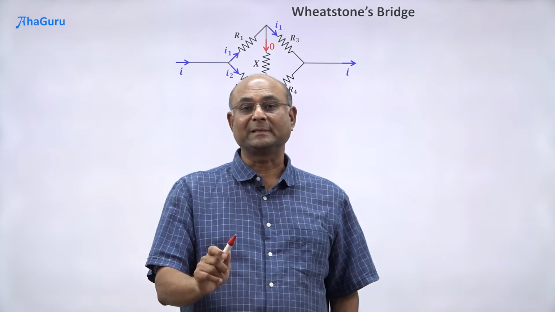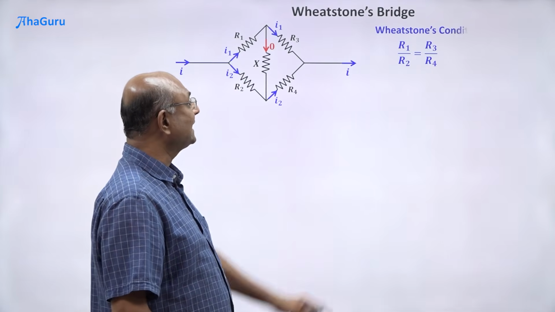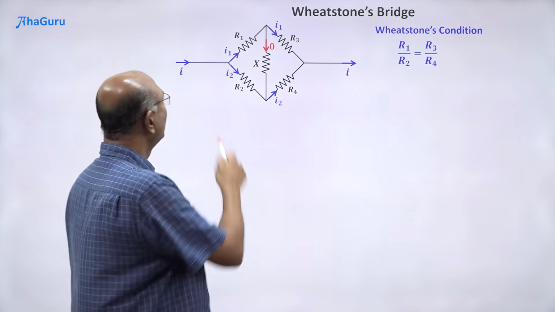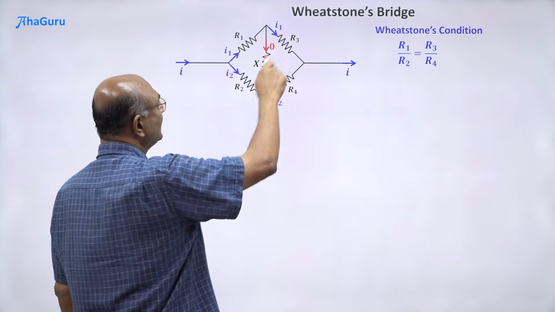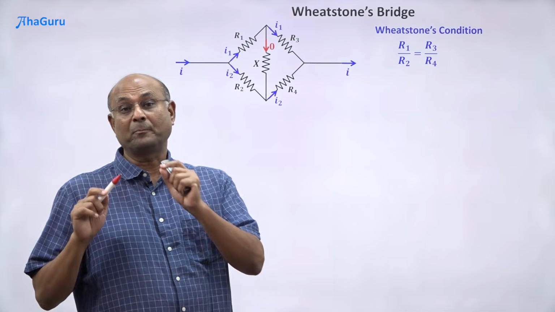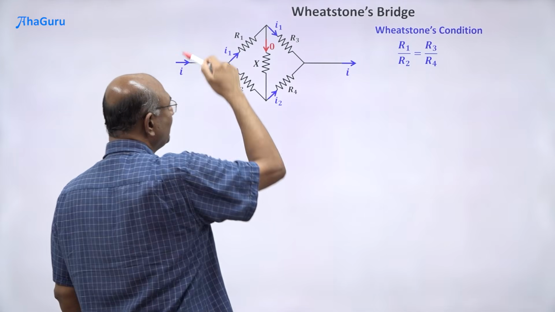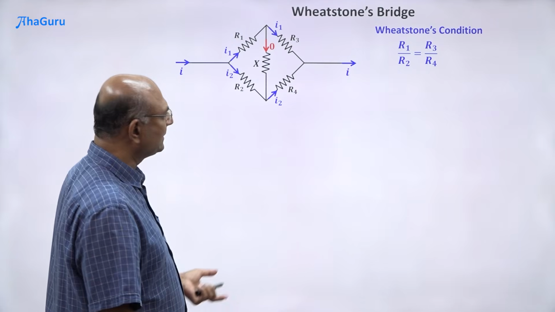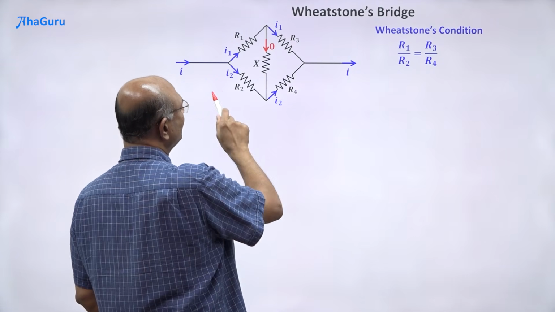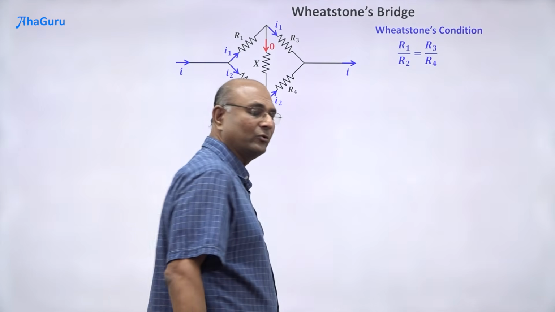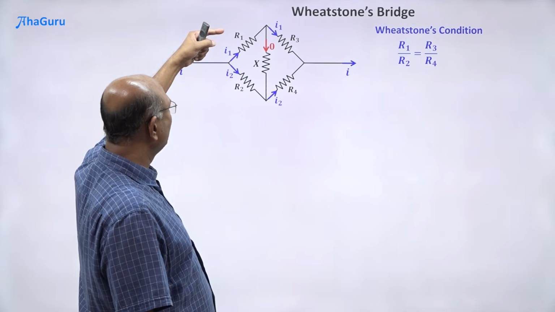Now will this happen in all cases? No, it only happens when a particular condition is satisfied, and that condition is called Wheatstone's condition. R1 by R2 is equal to R3 by R4. These resistors are proportional. R1 by R2 is equal to R3 by R4. Sometimes people say R1 by R3 is equal to R2 by R4. Well, you can do that also. You can bring R3 down and R2 you can take it up. But I like to think of it this way.